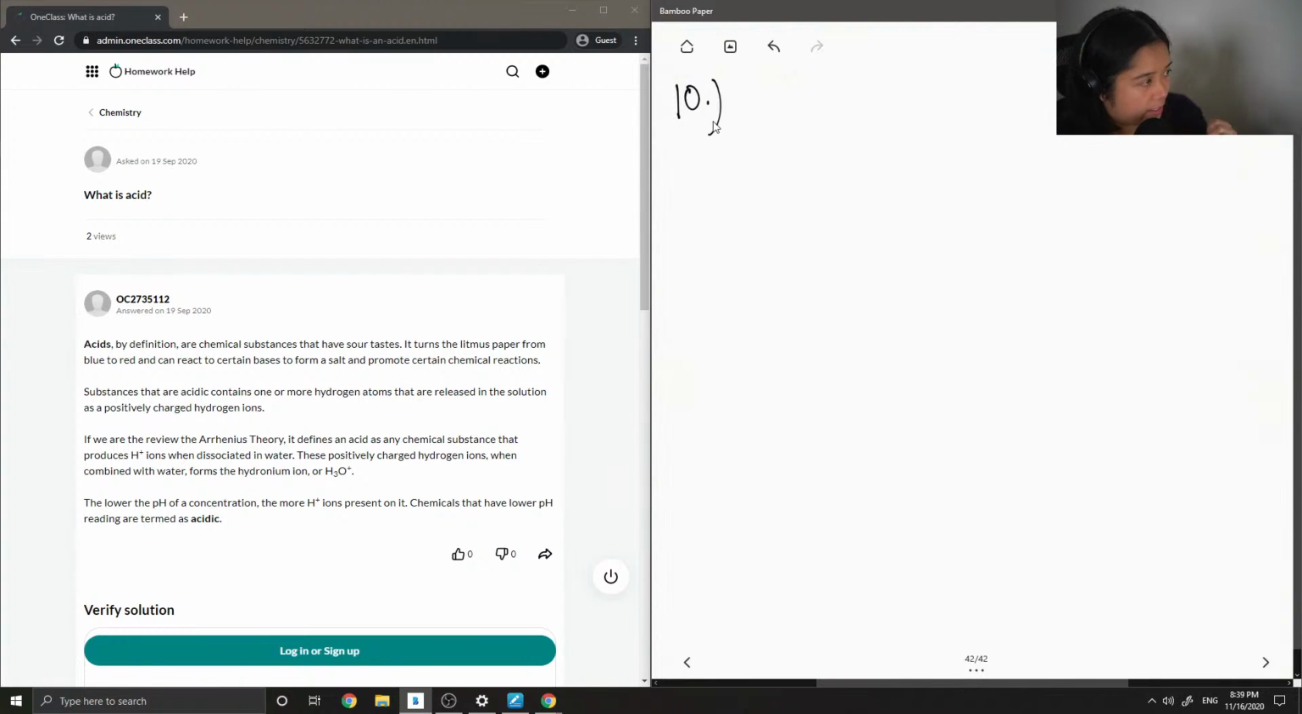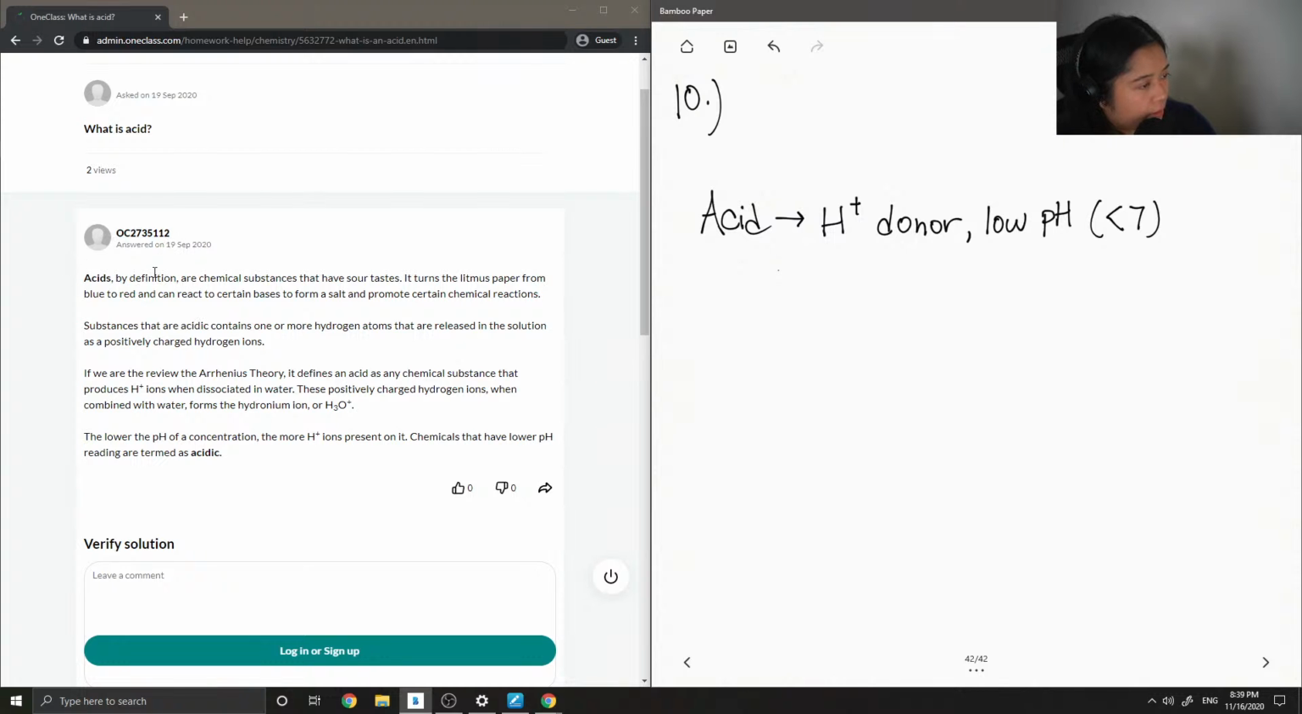Ten just simply asks what is an acid. So this is similar to our previous question. So there's a lot of different definitions of acids. It is an H+ donor. It has a low pH. So like a pH less than 7. Let's see what the junior tutor said.